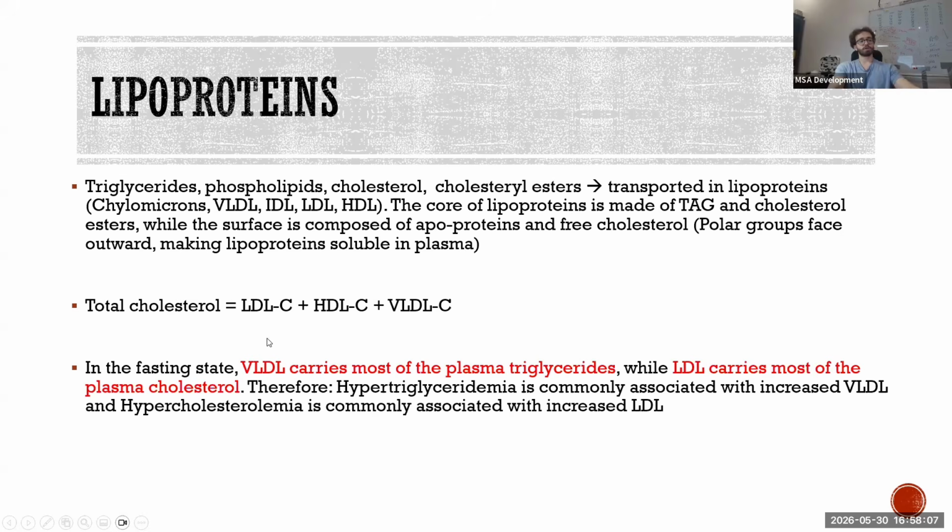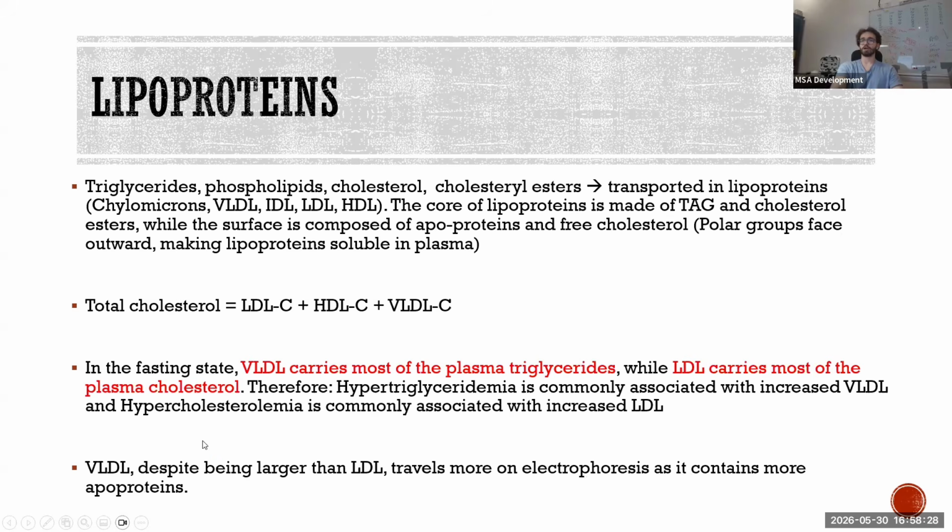طيب. Do you guys remember what I said? إنه VLDL has triglycerides و LDL has cholesterol. I already said this. So this means if we have a condition of hypertriglyceridemia, it means we have a lot of VLDL. And if we have hypercholesterolemia, it means we have a lot of LDL. Makes sense, ولا?